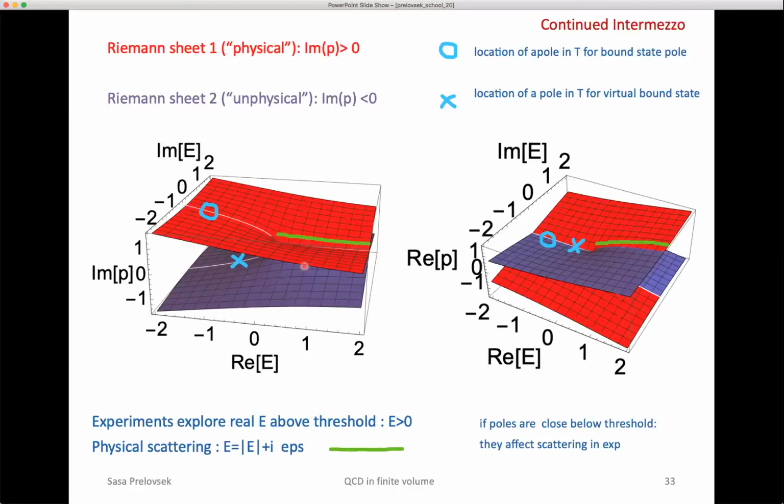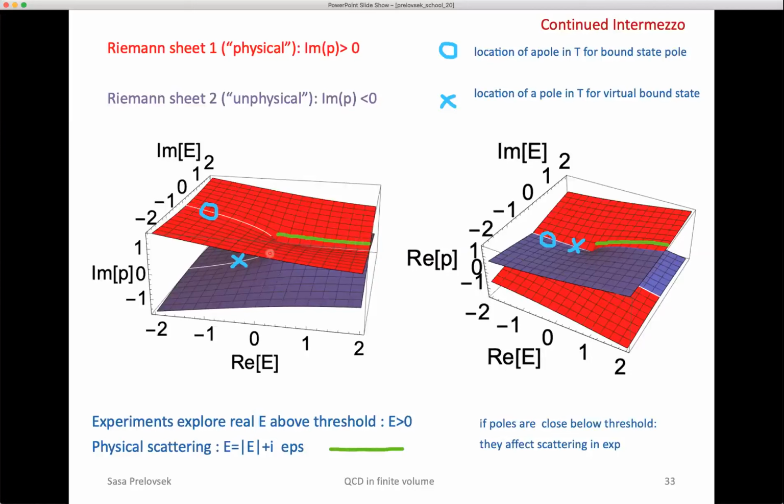By definition, we call this Riemann sheet 1 above threshold on this axis, and somewhat on this side. So this is what experiment really explores. This is what experiment is. So a pole here, if it's close, could affect the scattering in experiment on this green line.